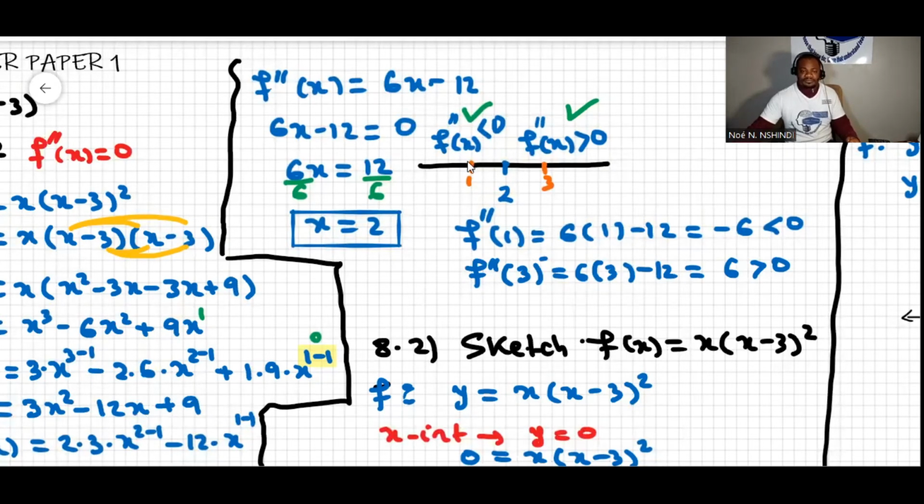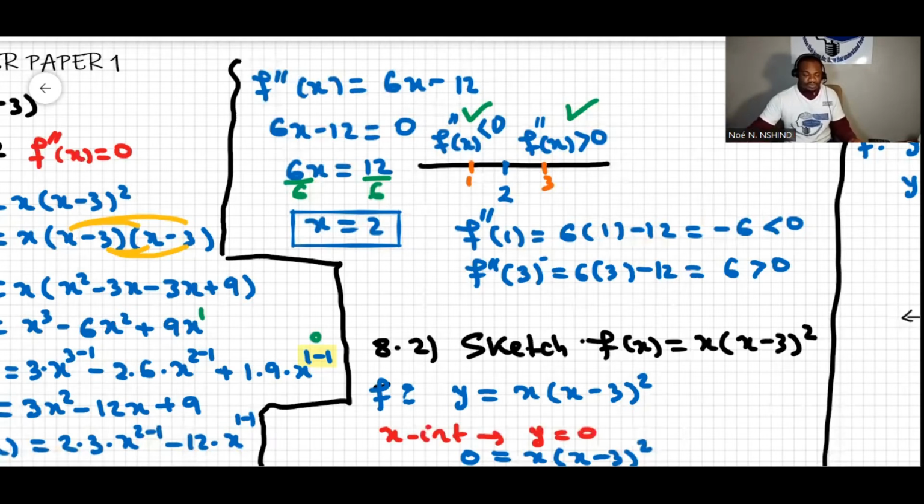So this determines the concavity of the function. If the point of inflection is here, it will be concave up in this interval, when x is more than 2. This is the original function, and it is concave down when the second derivative is less than 0, that is, when the x value is less than 2. So here we will say that x is greater than 2 for concave up.